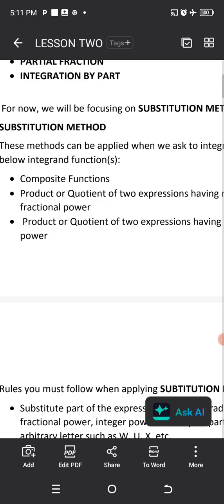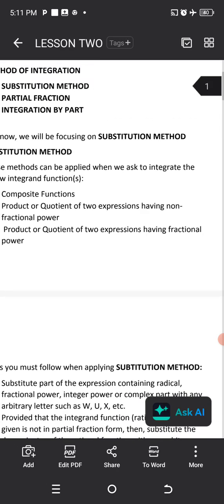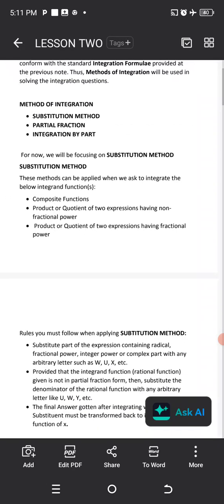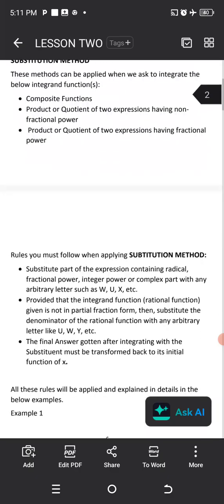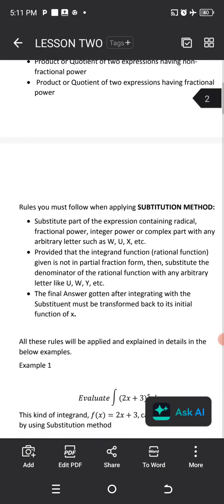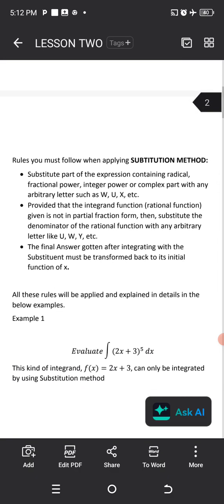So when you encounter all this, the first thing that should come to your mind is the substitution method. You are going to use the substitution method when you have this kind of challenge when you are doing integral questions. Now, it also has its own rules, the rules you must follow when you want to apply the substitution method.